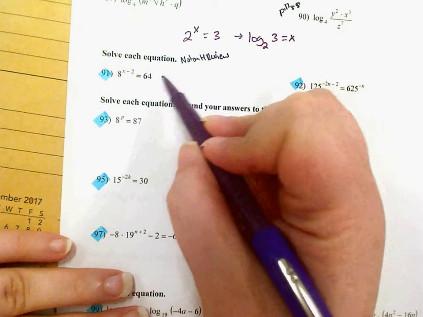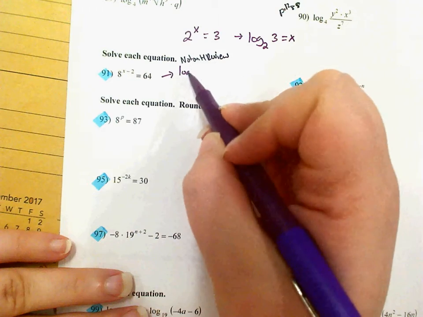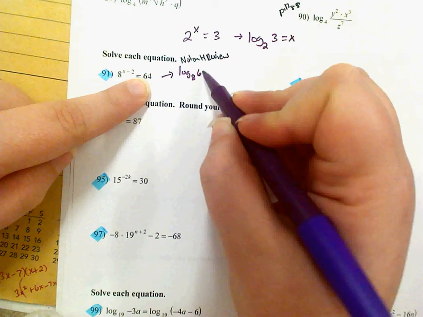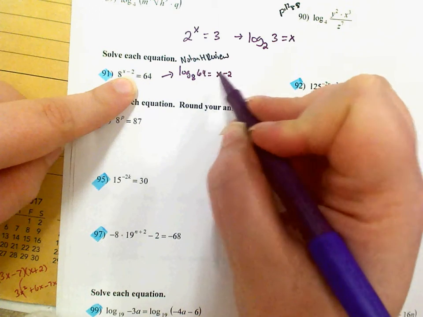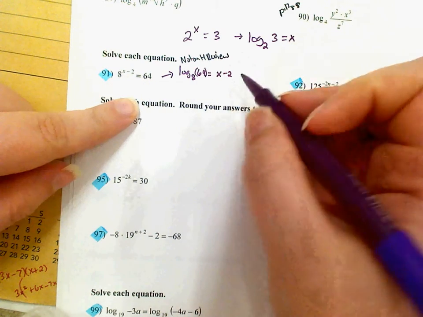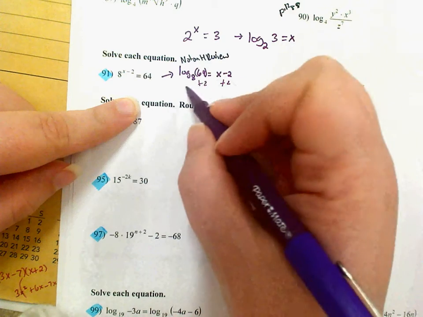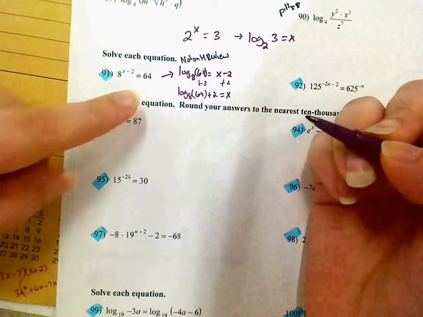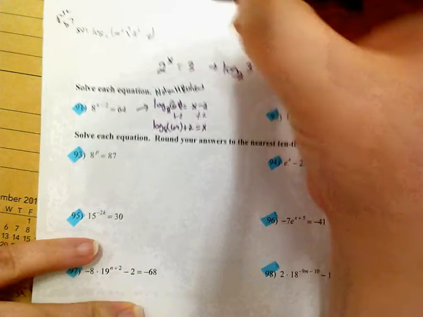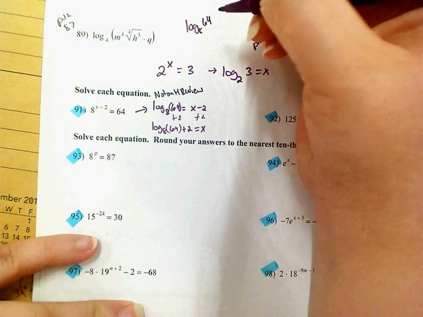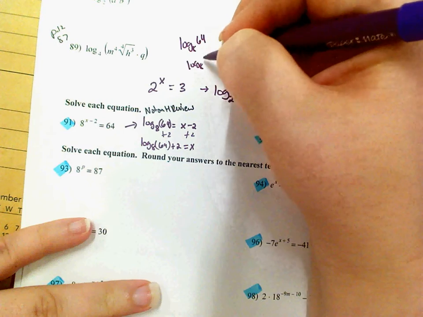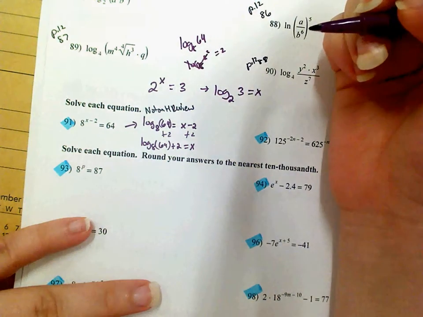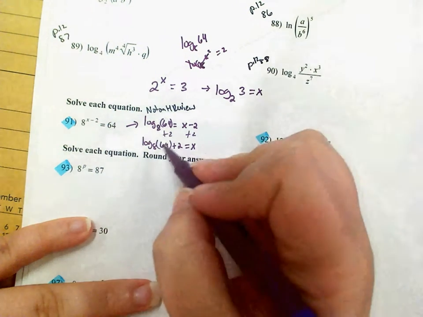So one of those options is just to do log, the base of the log is the base of the exponent, so log base 8 of 64 equals x minus 2. And then to solve for x, I would add 2. And then I would be left with log base 8 of 64 plus 2 equals x. Now, I don't know if you remember, but log base 8 of 64 is the same thing as log base 8 of 8 squared, and those will actually cancel each other out, leaving me with a 2. So this is actually 2 plus 2, which is 4.